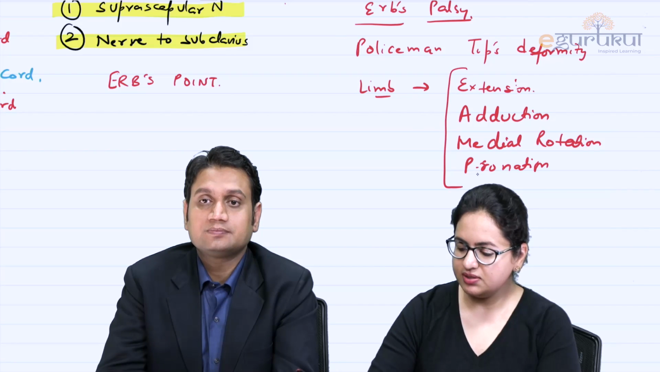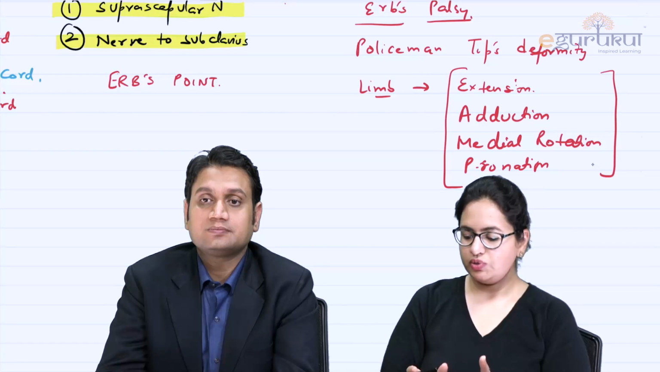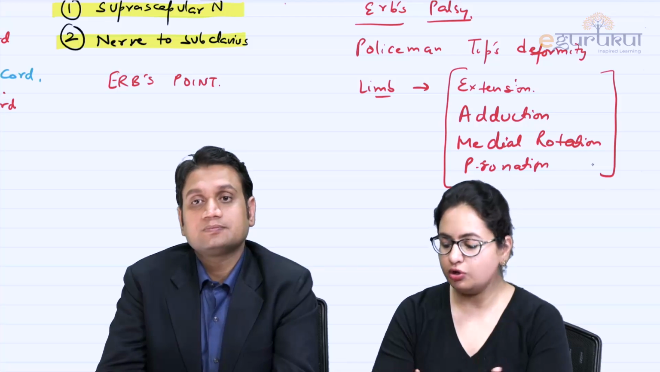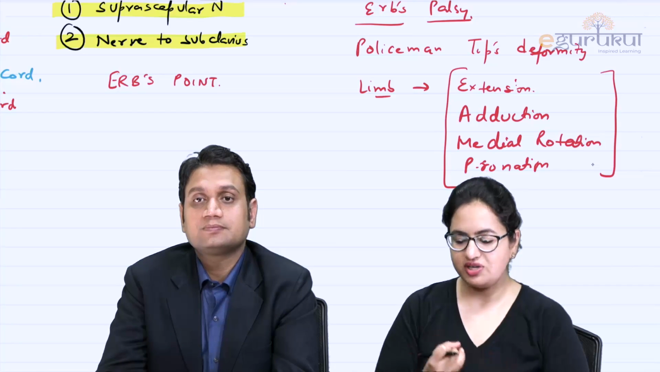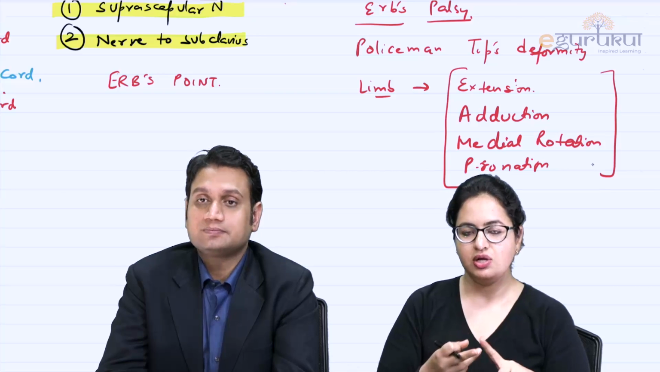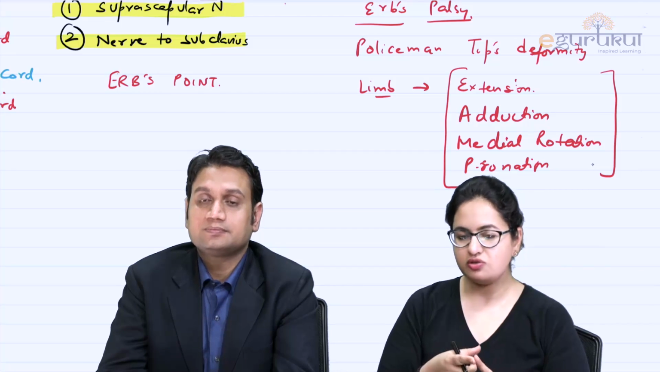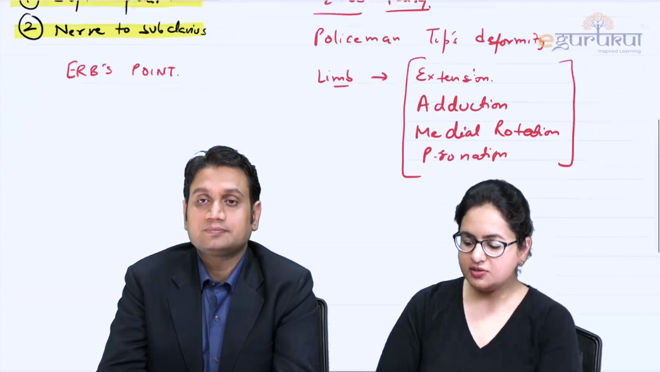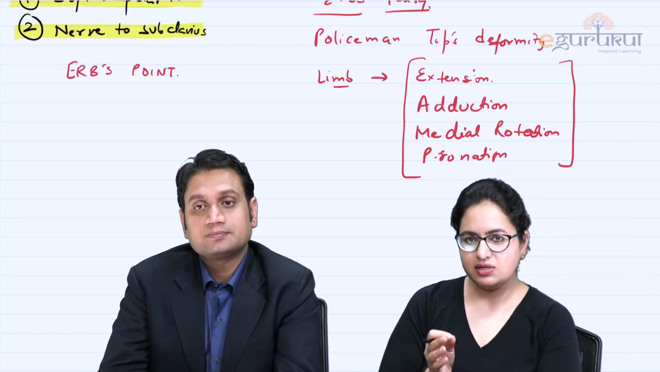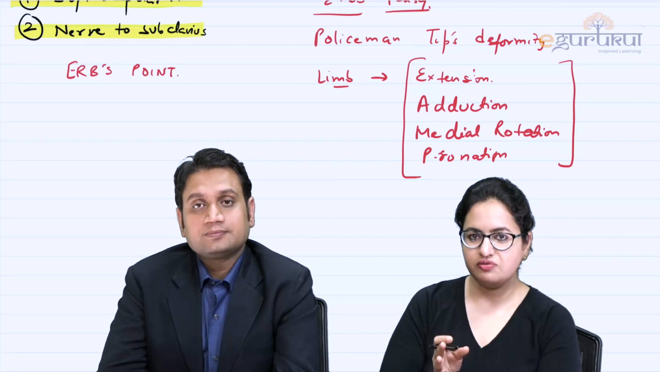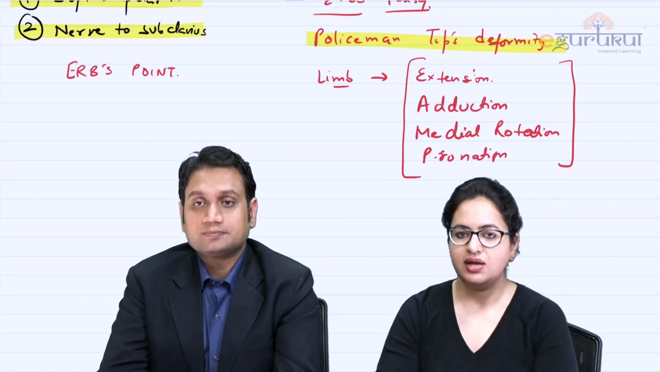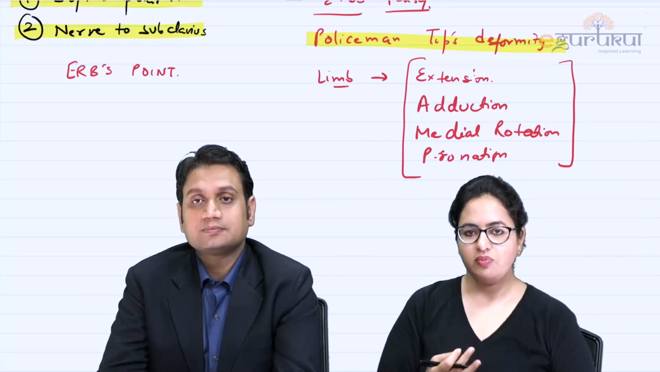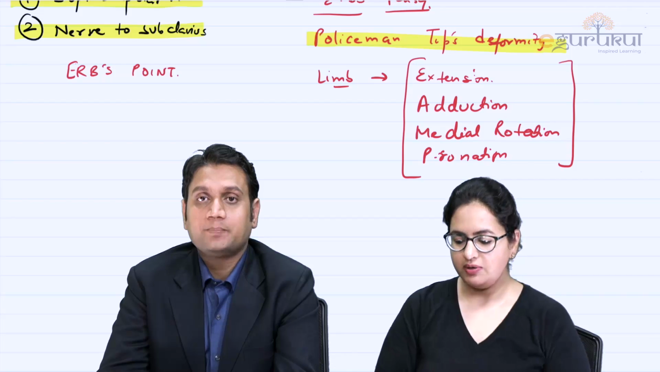So the whole limb has this total attitude. If we talk about the movements lost, there is loss of flexion, loss of abduction, loss of lateral rotation, and loss of supination. This is a position that looks as if a person is asking for a tip. That is why it is given the term policeman's tip deformity. It can also be termed waiter's tip deformity or porter's tip deformity.